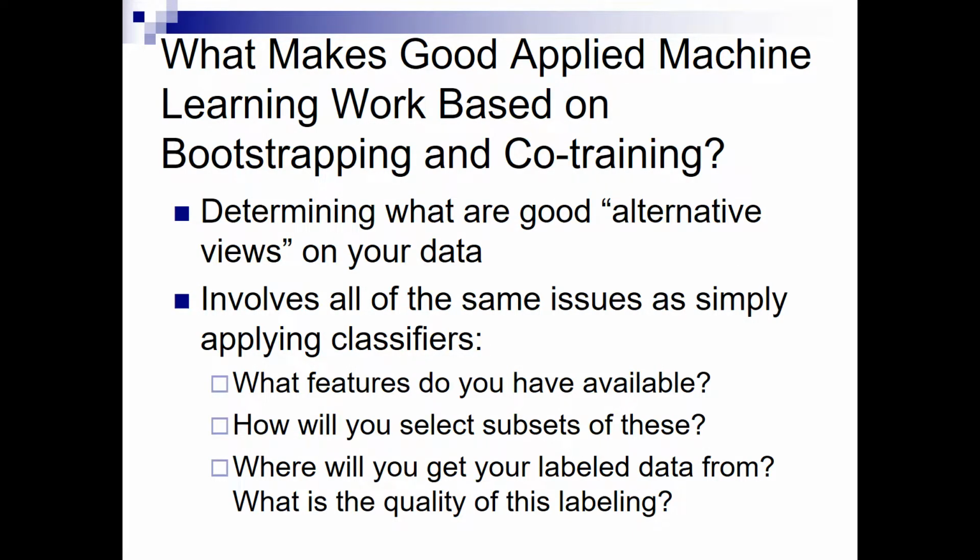Okay, so as I was saying, what makes good applied machine learning work in the co-training space is determining what could be good alternative views on your data. You may be able to identify subsets of the features you already have that define very different neighborhoods. That would be another way of trying out co-training with your data, even apart from adding new features.